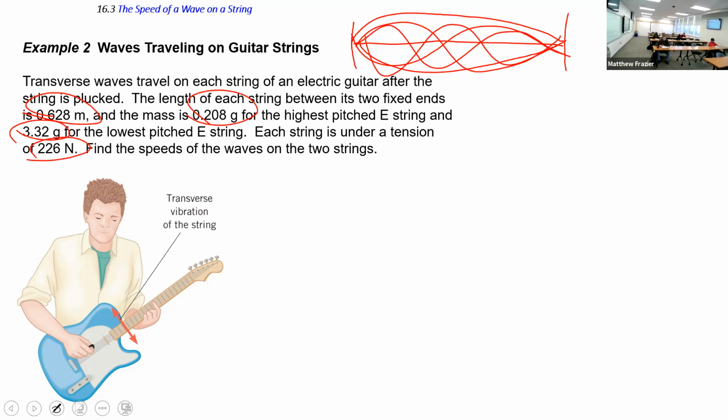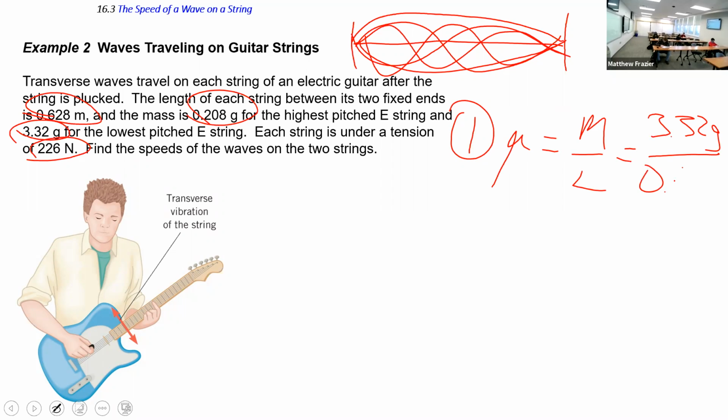And then the question is, how do we find speeds? Well, the first step is to know the mass per unit length, or to use the formula that uses it. So this mass per unit length is mass per length. Let's do the low string. The low string is 3.32 grams. That's going to give you something in grams per meter, and you want to convert that to kilograms per meter. So it's going to be times 1 kilogram per 1,000 grams. That's the first part.